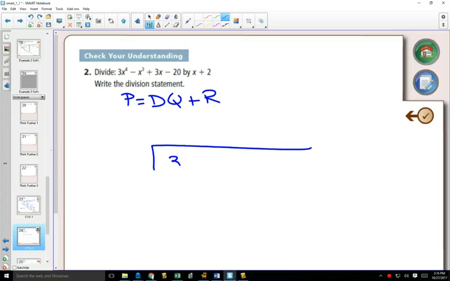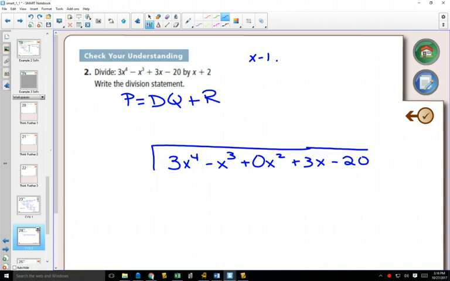So when we write this out, we're going to write 0x squared just so we have a column for x squared. Plus 3x minus 20. So if we have like x to a million, we have to write x to a million minus 1, and you have to add all the zeros all the way down. No, I'm not going to do that. Not yet. And we're dividing by x plus 2.